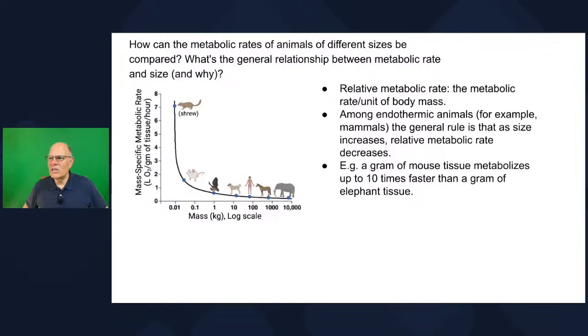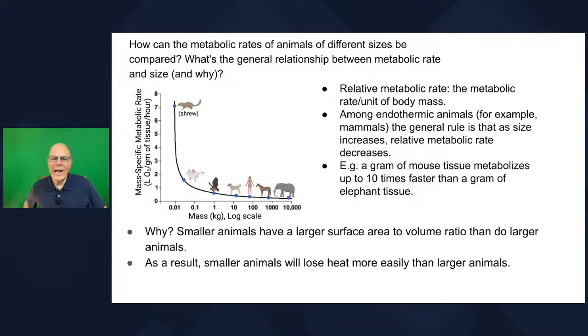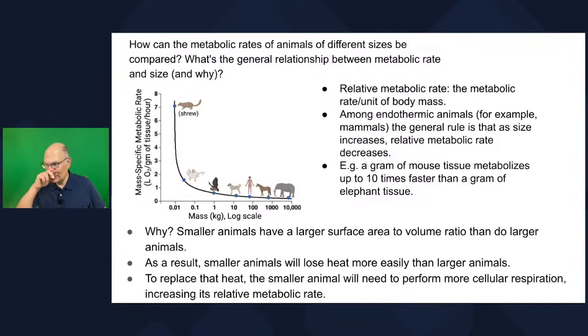A gram of mouse tissue metabolizes 10 times faster. It's pulling in oxygen 10 times faster than a gram of elephant tissue. And why is that? It's supposed to be related to the surface area to volume ratio. Smaller animals lose heat much more easily than large animals do. As a result of that, to replace the heat, a smaller animal needs to perform more cellular respiration. So the shrew is just burning through energy at this phenomenally fast rate, whereas the elephant's tissue is relatively much more relaxed. It's burning through much less energy.